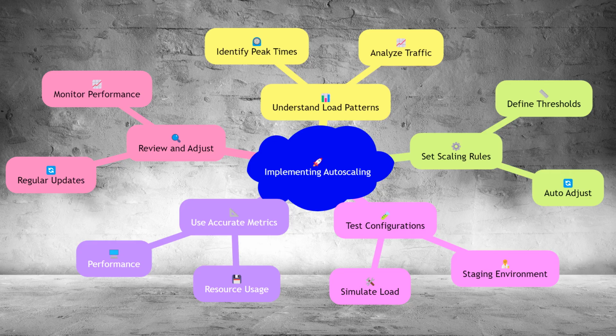Implementing autoscaling effectively requires following best practices. Start by understanding your application's load patterns and setting appropriate scaling rules. Use metrics that accurately reflect your application's performance and resource usage. Test your autoscaling configurations in a staging environment before applying them to production. Regularly review and adjust your scaling rules based on the observed behavior and performance of your applications. By following these best practices, you can ensure that your autoscaling strategy is effective and efficient.